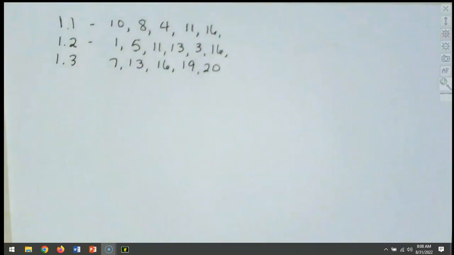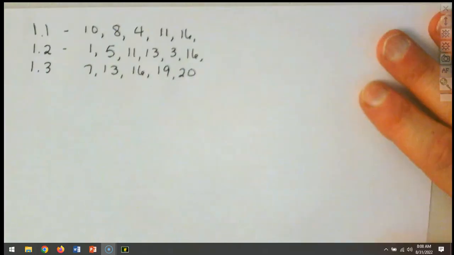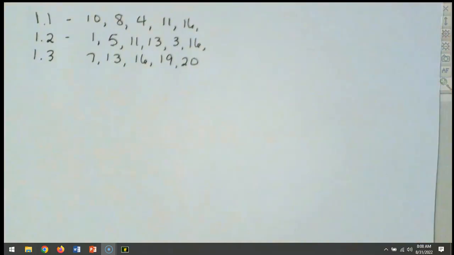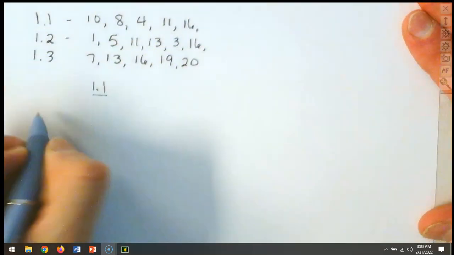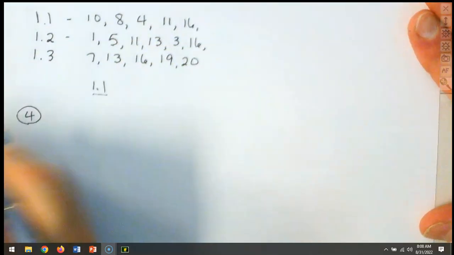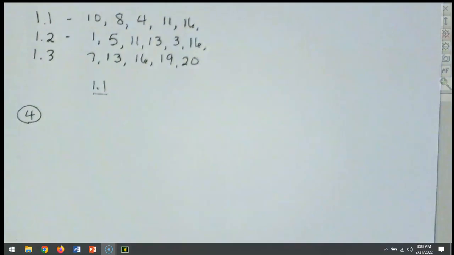Go ahead and get started. Now again, last time we did 1.1, 1.2, and 1.3. And we've got questions listed to go over from our homework. So we're going to start with 1.1, and we're going to begin with question 4. 1.1 is mostly order of operations. So let's see what we have here.